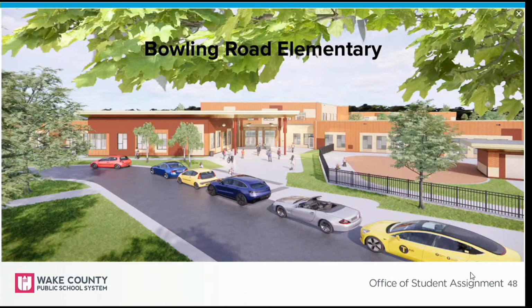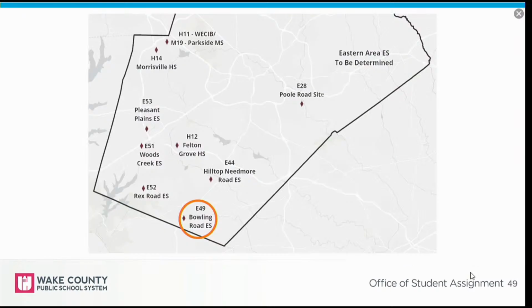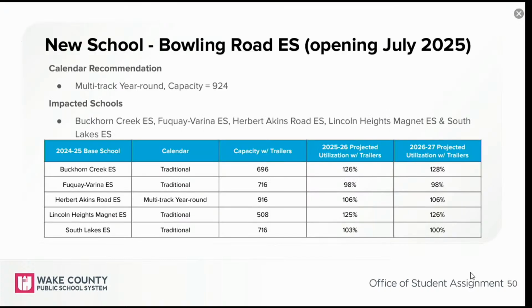Bowling Road Elementary is the next that we want to talk about, mostly because of its physical approximation to Rex Road Elementary. Again, it's on that southern edge of our county in the Fuquay area. And again, with our capital improvement plan, while Hilltop Meadmore is coming online in a year or so, it is one of the last elementary schools in this region. So as a result, we are also recommending that it open as a multi-track year-round with a capacity of 924 students. So I will call out the challenge here.